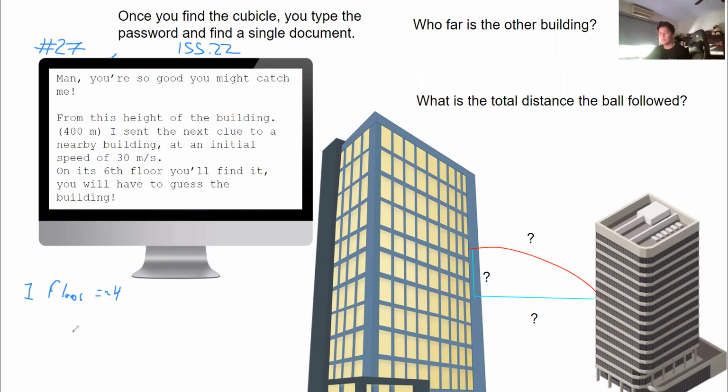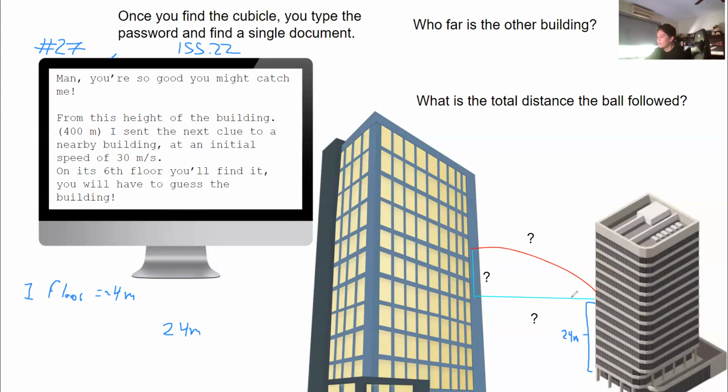Now, we know that one floor is around 4 meters. So we have to calculate how far the ball reached, how far the other building is, and what is the total distance the ball reached. Now, we know that it's on the 6th floor of the other building. The height of the 6th floor will be this height times 6, which is 24 meters.